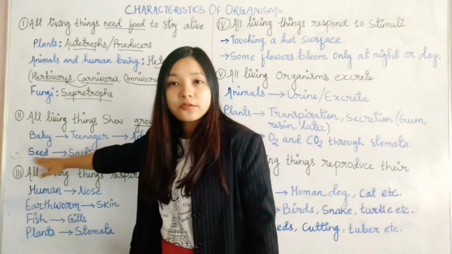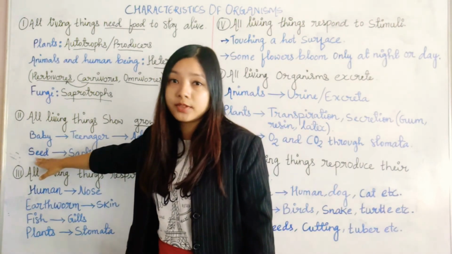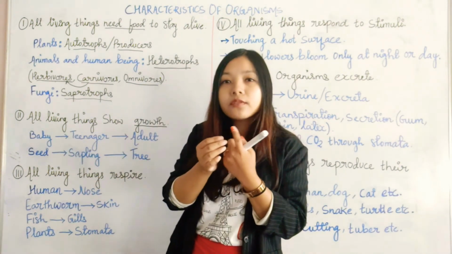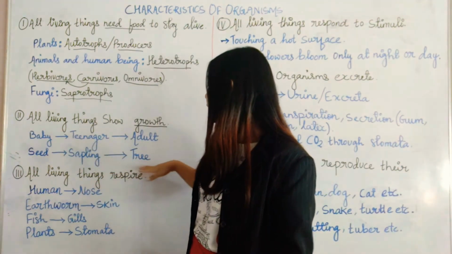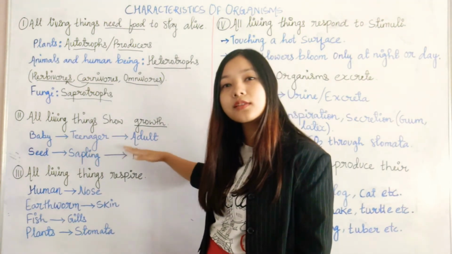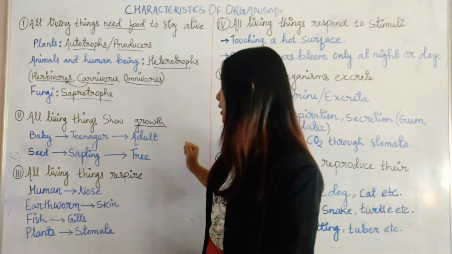Same with the plant. First they start their journey as a seed, then slowly a sapling will grow, and that sapling will ultimately become a tree. So here also we can see the growth taking place.